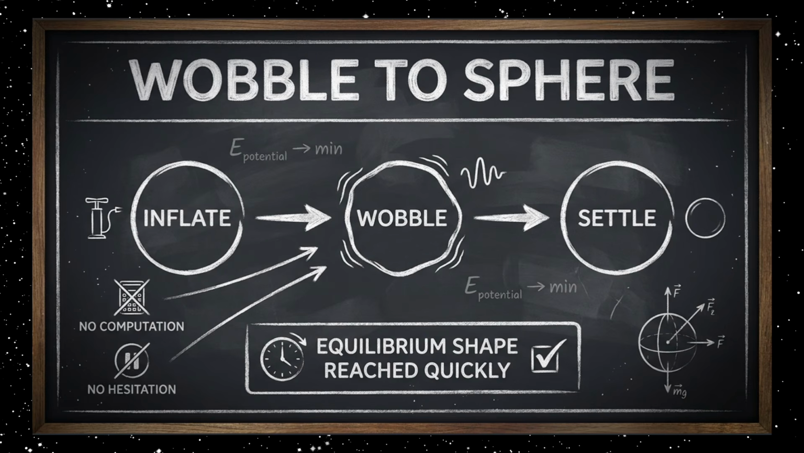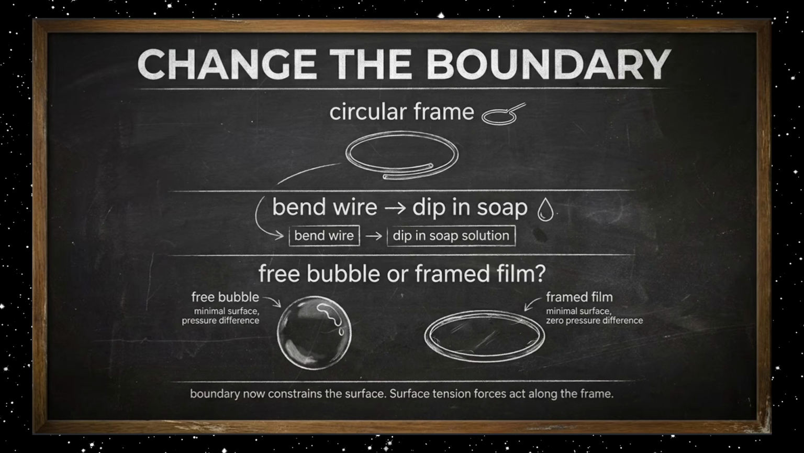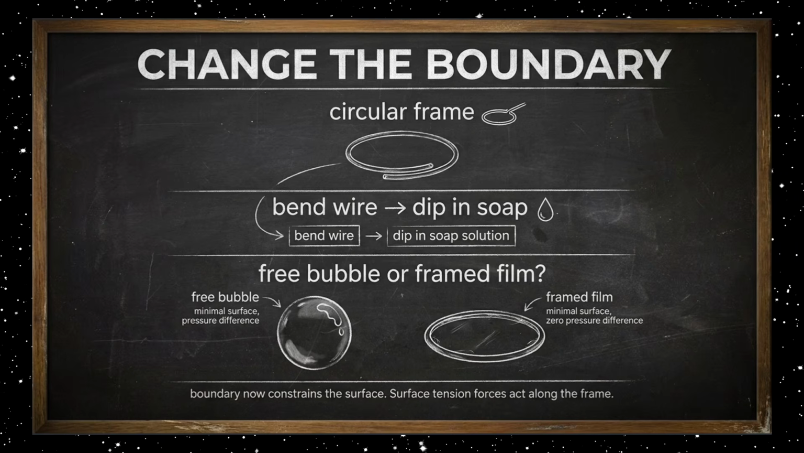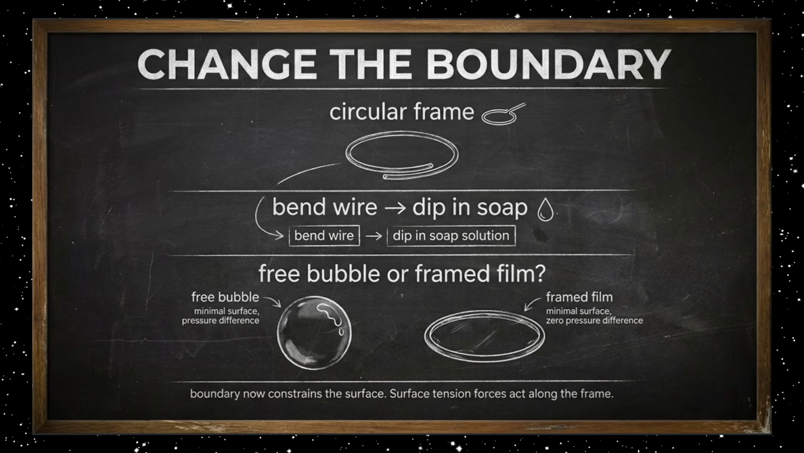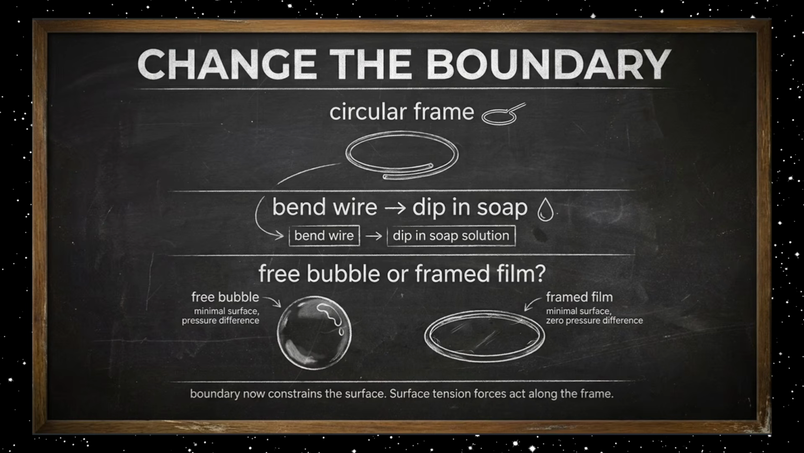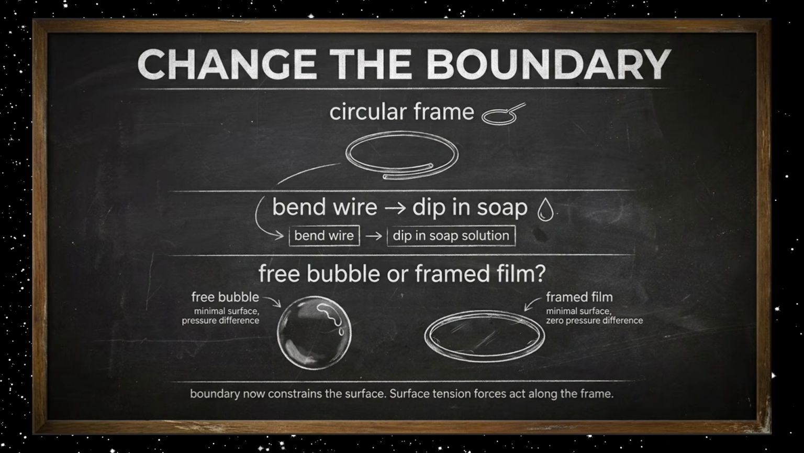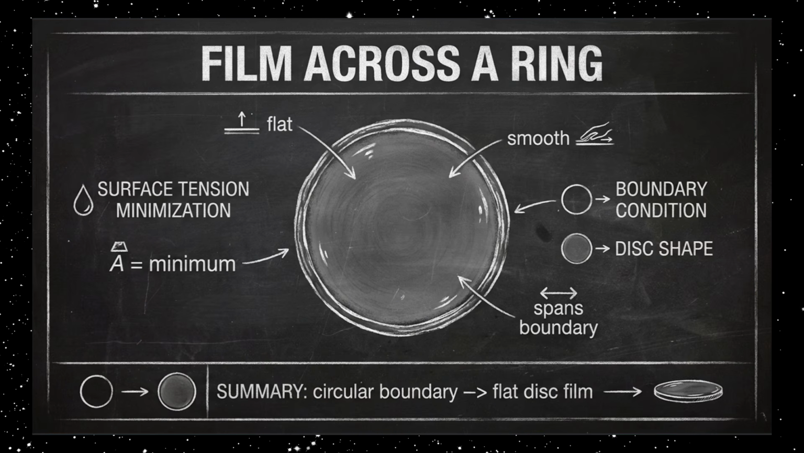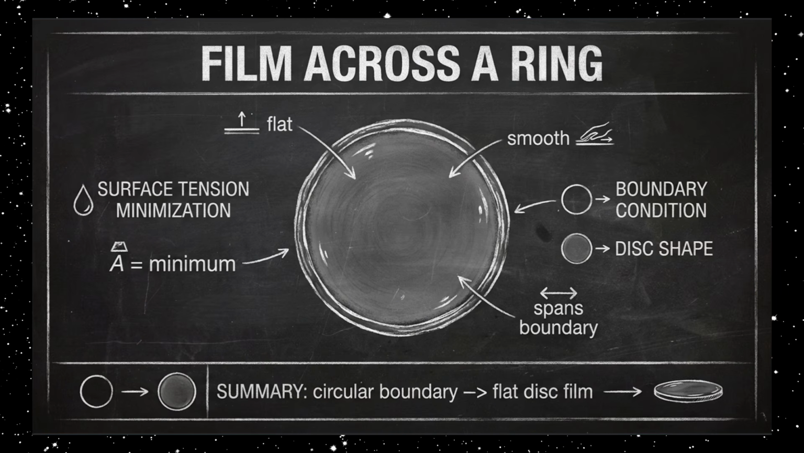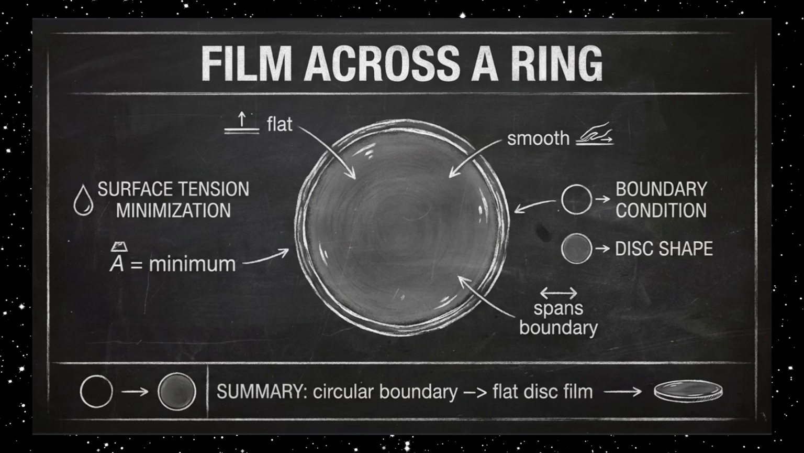All right, so that's cute. A bubble is round. Big deal. You already knew that. But now let me change the game a little. Instead of blowing a free-floating bubble, I'm going to take a piece of wire and bend it into a shape. Let's start easy. Bend the wire into a circle. Dip it in the soap solution. Pull it out. What do you get? A flat disk of soap film stretched across the circle.